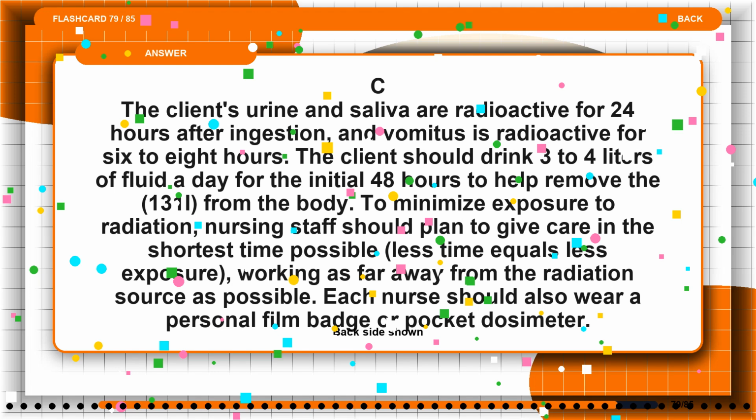The answer is C. The client's urine and saliva are radioactive for 24 hours after ingestion, and vomitus is radioactive for 6 to 8 hours. The client should drink 3 to 4 liters of fluid a day for the initial 48 hours to help remove the 131I from the body. To minimize exposure to radiation, nursing staff should plan to give care in the shortest time possible. Less time equals less exposure, working as far away from the radiation source as possible. Each nurse should also wear a personal film badge or pocket dosimeter.